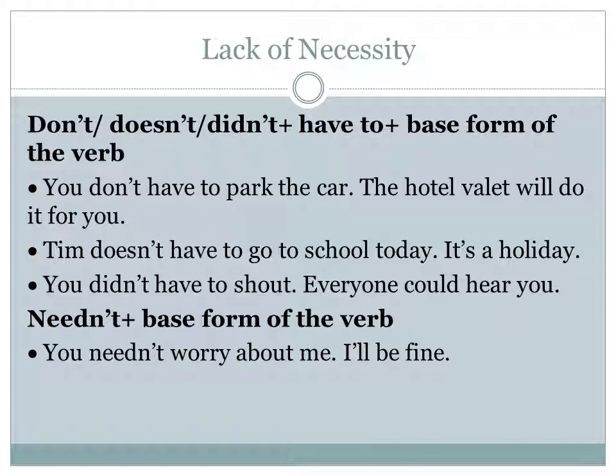you didn't have to shout. everyone could hear. مش لازم انك تزعق، كل الناس سمعاك. needn't plus base form of the verb. بستخدم needn't برضو plus you needn't worry about me. ما ينفع يعني مش محتاج تقلق عليا. I will be fine. ده بالنسبة لدرس المودل verbs.